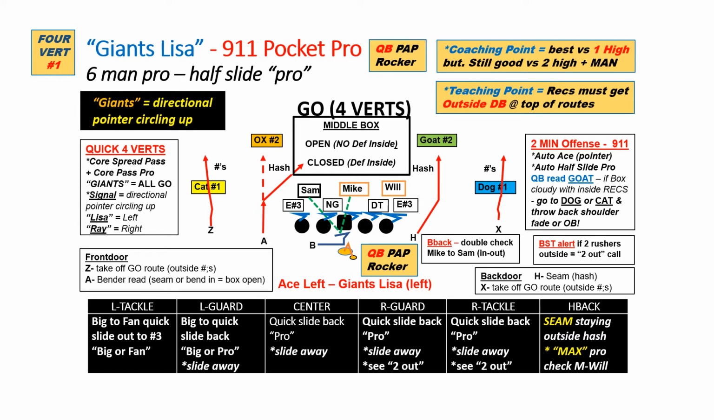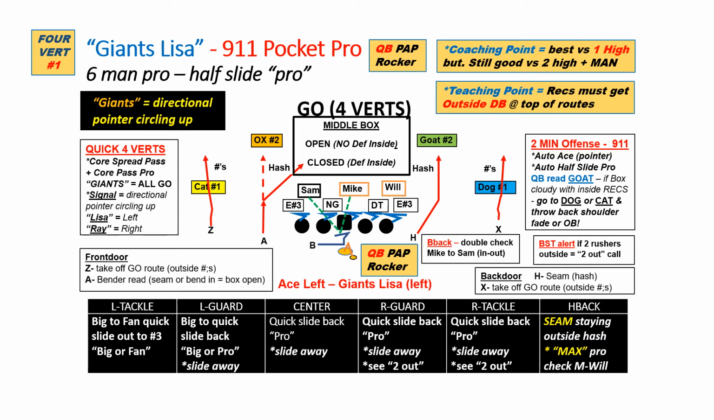So a Giants Lisa would set us to the left. That means the left tackle is big, the left guard is covered, so he's big, and then the center, right guard, right tackle are sliding back, in the zone principle. Back with this is always going to just line up playside to the call. So we're going with an ace left formation. Puts the Z and A towards the call, and the back would actually line up towards that also, faking power towards the H, going Mike to Sam though with the Lisa call, left call.